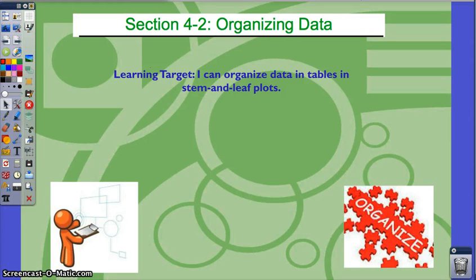So yesterday we talked about samples, different methods we can use to sample and pull information, and also how that information could be biased. And we want to think about that. So today we're going to talk about how you can organize data. This chapter really is all about collecting, displaying, and organizing data and analyzing it. So the two things that we're going to talk about today are tables and stem and leaf plots.